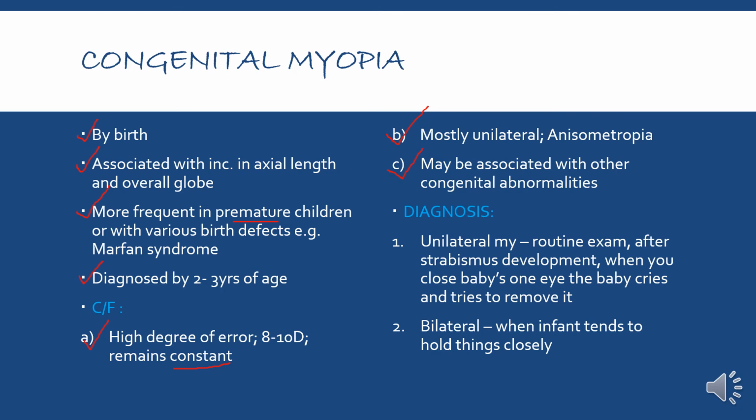So how does congenital myopia get diagnosed? For unilateral myopia, it gets diagnosed during routine exam or after strabismus has developed, or accidentally when the baby is playing and you suddenly try to close one eye of the baby and he starts to cry or tries to remove it. In this way you can diagnose unilateral myopia. In bilateral myopia, the infant tends to hold things closely. So this gives you an idea that the kid might be having bilateral congenital myopia.